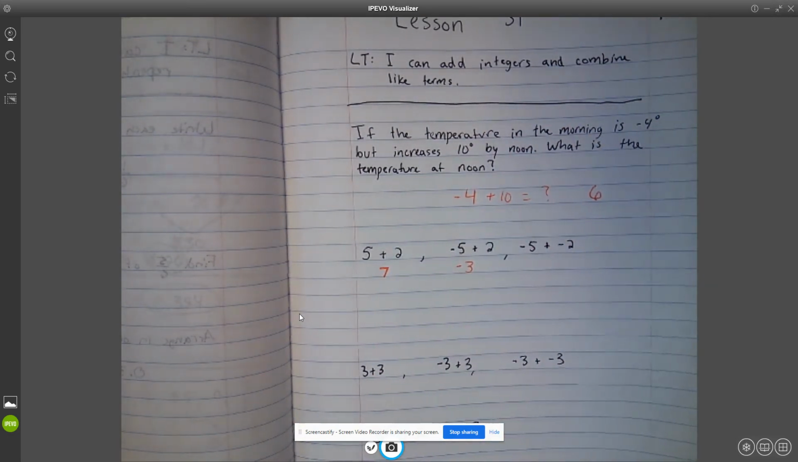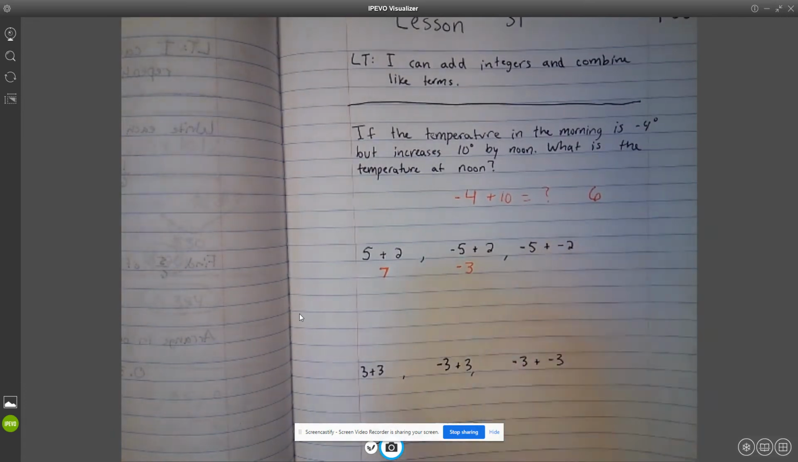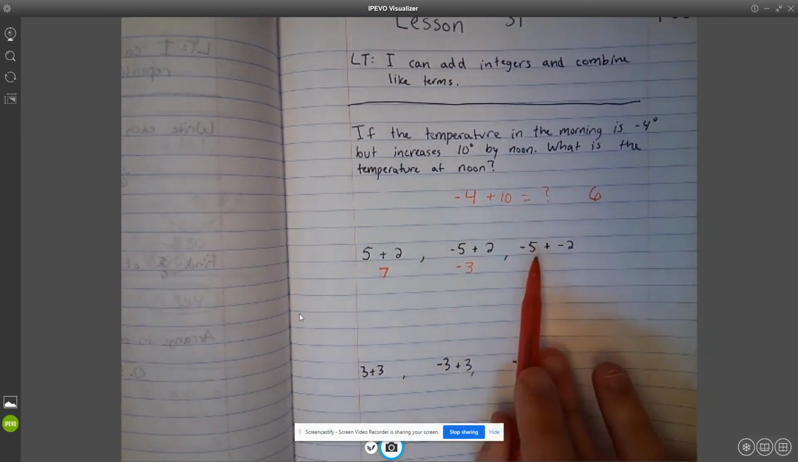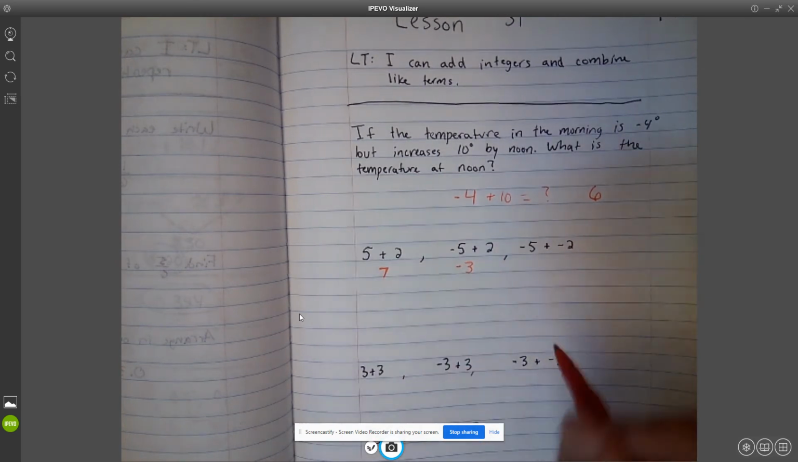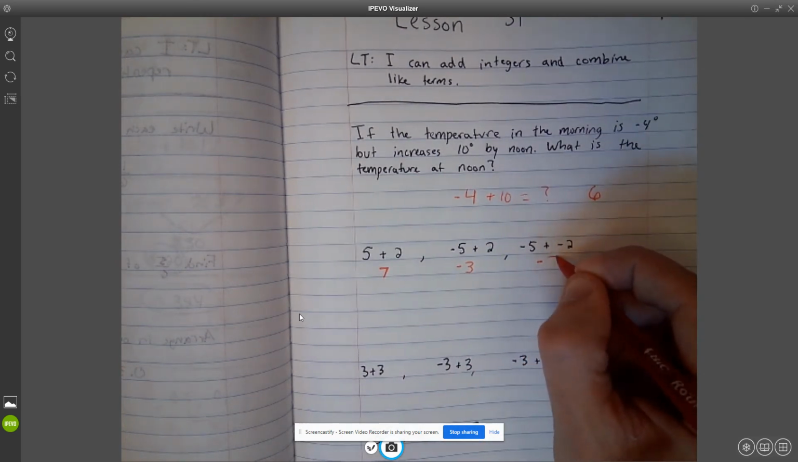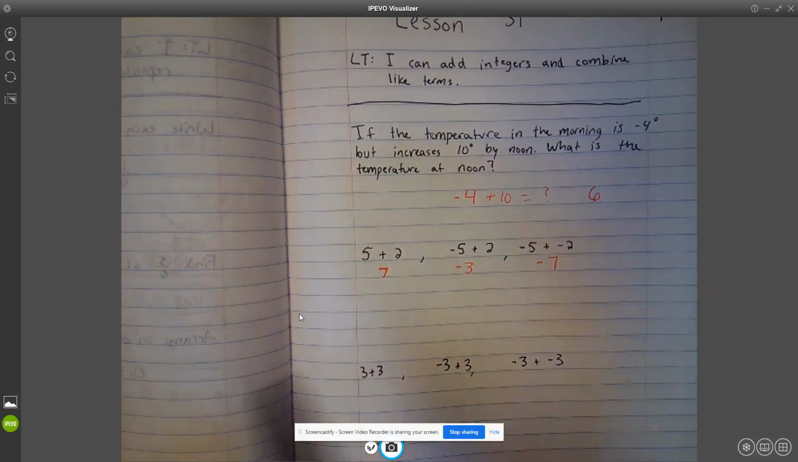Kind of going back to that learning target of combining like terms, -5 and -2 are like terms. They're the same thing. So when we have a negative plus a negative, we get a bigger negative. -5 plus -2 is just like this, -7.